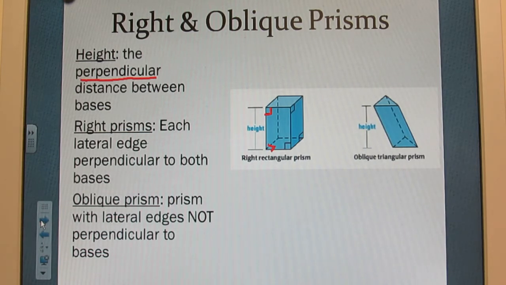In an oblique prism, the lateral edges are not perpendicular to the bases. So I have a lateral edge and I have a height, and my height is perpendicular to my base, but my lateral edge is not. So in a right prism, your height and your lateral edges will be the same measurement. In an oblique prism, your lateral edge and your height will not have the same measurement.